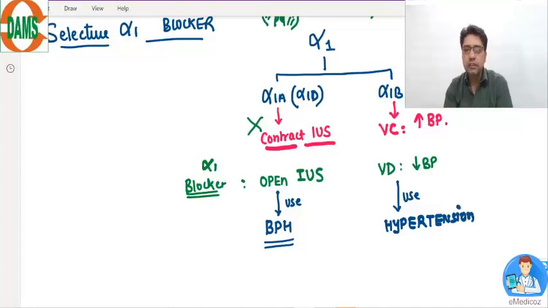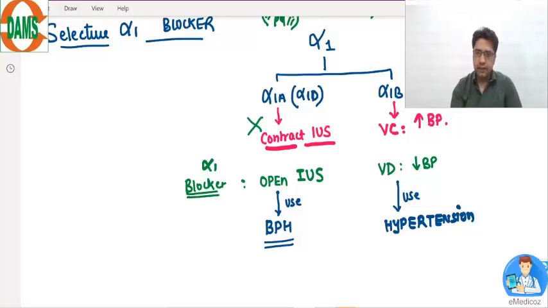Hence, they are used in the treatment of hypertension. So, these are the two uses of alpha 1 blocker. It is benign prostatic hypertrophy. There is more of hypertrophy, less of hyperplasia. Some books mention it as hyperplasia also. You can write anything.